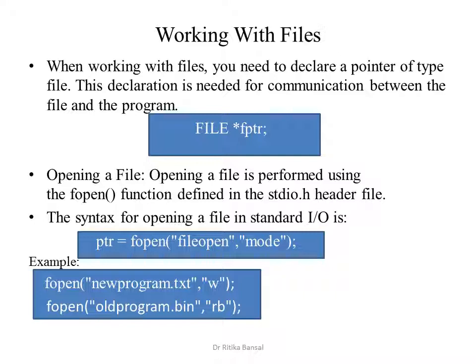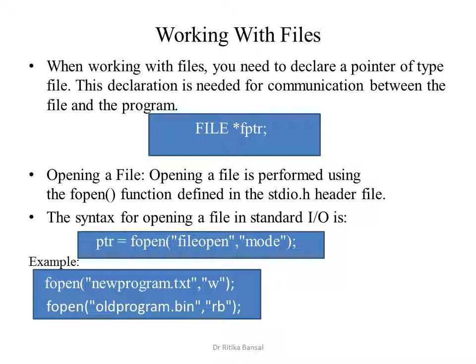In the second example, in the third blue box, fopen old program.bin. bin stands for binary files. We want to open this binary file in read mode. r stands for read mode, but b is the symbol for binary. So read mode for binary, rb. I will discuss in detail all the modes later on in this presentation. Firstly, we are focusing on how to create a file pointer and how to use the fopen function.